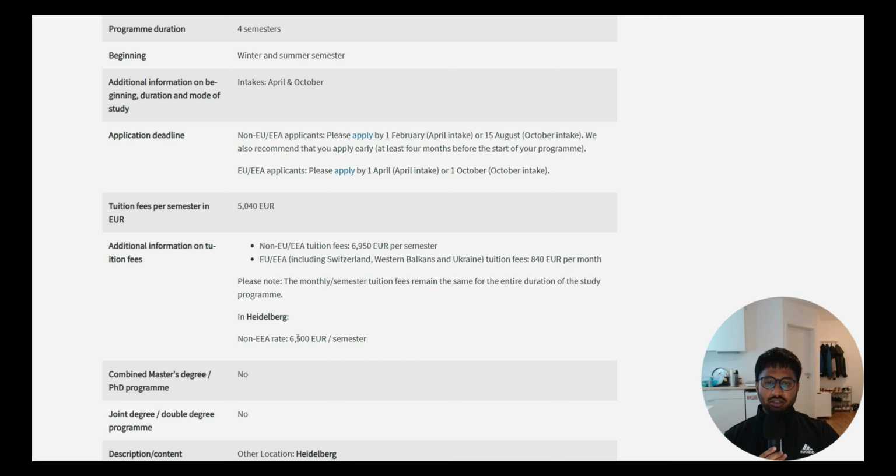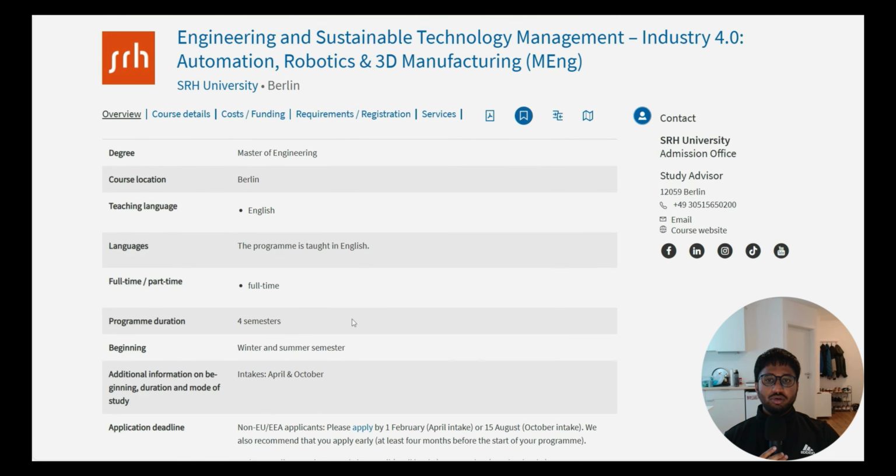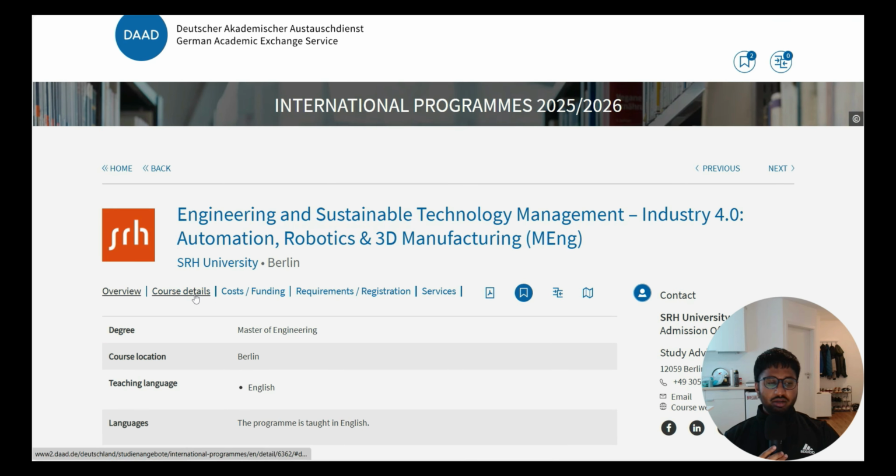In Heidelberg, it is 6,500 per semester. So they have SRH University in Heidelberg, Berlin, and also in Hamm, SRH Hamm, and so many other locations. So you can also apply in any of the locations if you want to pursue a private university, and it is paid around 5,500 to 6,000 euros.